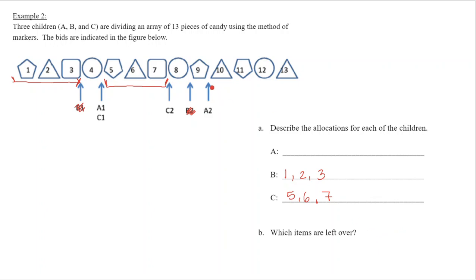Now, child A is going to get everything from their last marker all the way to the end, which is 10, 11, 12, and 13. The other pieces of candy that have not been claimed are our leftovers. That is piece 4 and pieces 8 and 9. So this is the method of markers. These children could then use another method to divide up the leftover pieces of candy.